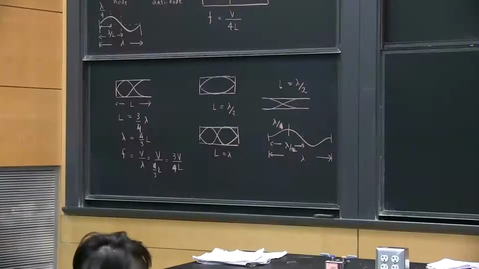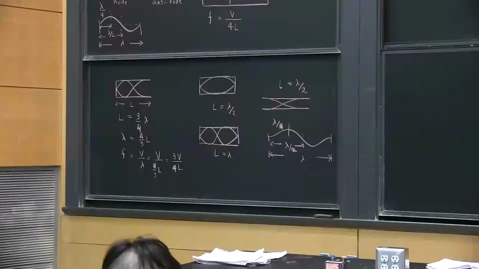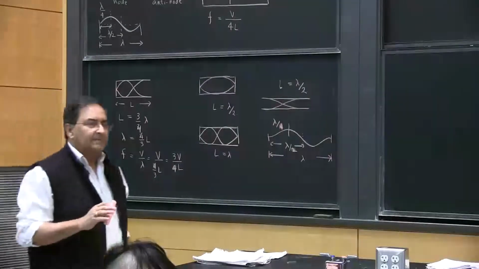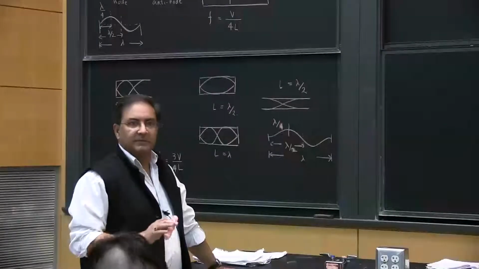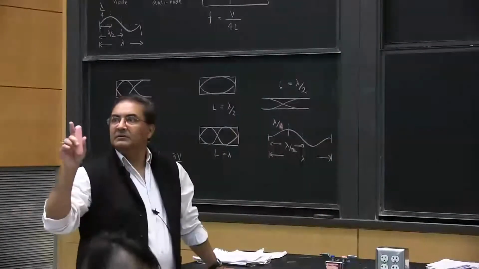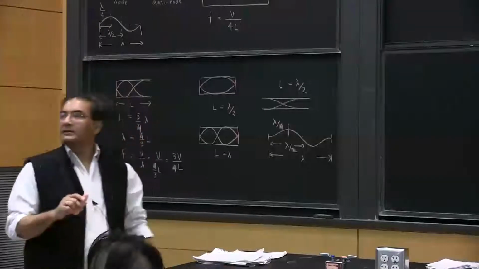Any other questions? Yes. Huh? Yeah, the stable pattern at the open end will always be an antinode. Somebody had a raised hand. Okay.